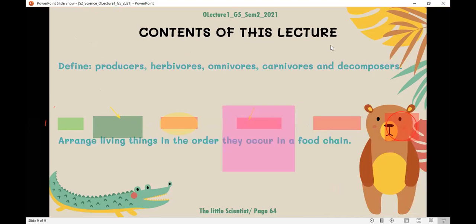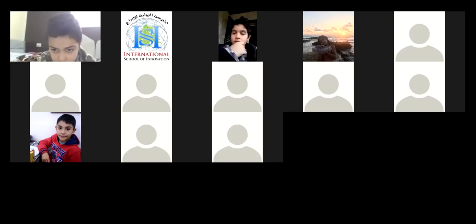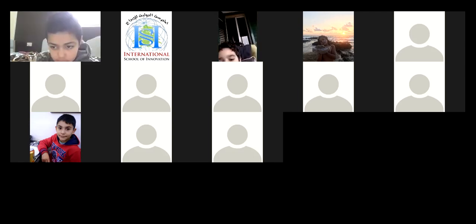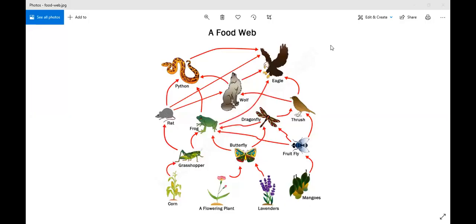Let me share with you this. This is a food web. Sometimes we put lots of food chains together to build a food web. What is it called? Food web. Name the producers in this food web.